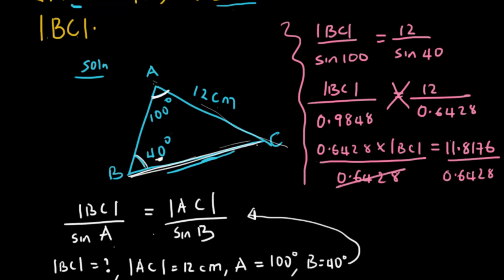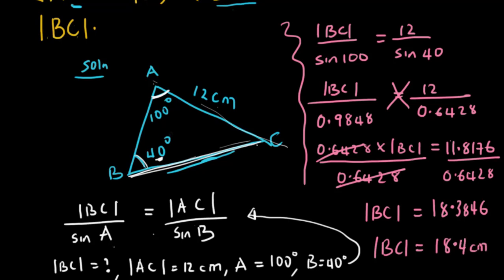So this cancels this, and we are left with line BC equals 11.8176 divided by 0.6428, which is 18.3846. If we are told to take it to, let's say, one decimal place, we are going to have BC equals 18.4 centimeters, and this is our answer. Do you understand? So this is how we solve using the sine rule.